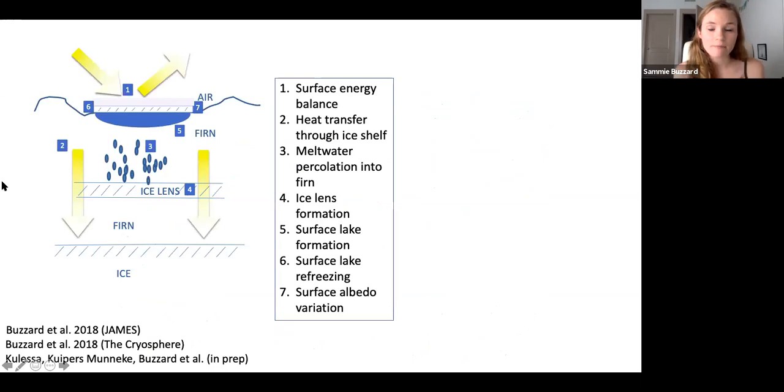So for my PhD, I built a one-dimensional model of the vertical transport of meltwater, focusing on the Larsen C ice shelf as a case study. So you can see here the processes that go into this. We looked at the surface energy balance. If any melting occurs, then where that water goes within the firn, so if it percolates down, if it forms an ice lens, how any heat is transferred through the ice shelf, and also if lakes form, their whole life cycle. So the lake forming, it expanding due to further melting, and also it refreezing, because we don't think these lakes exist between melt seasons necessarily on the Larsen C ice shelf.